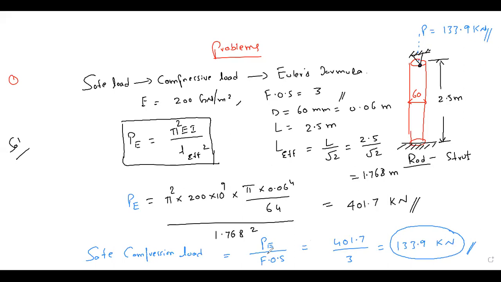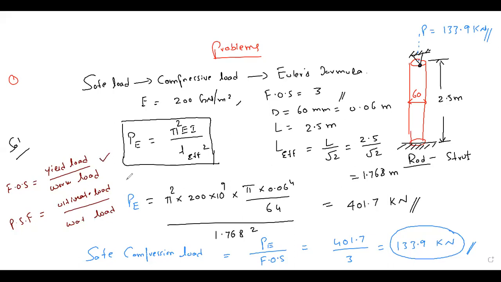Understand? Can anyone tell me what is the formula of factor of safety? Ultimate load by safe load. Factor of safety, ultimate load, yield load... Yield load to working load, sir. Very good, working load. Partial safety factor means ultimate load by working load, or working stress. Understand? So this is the difference.